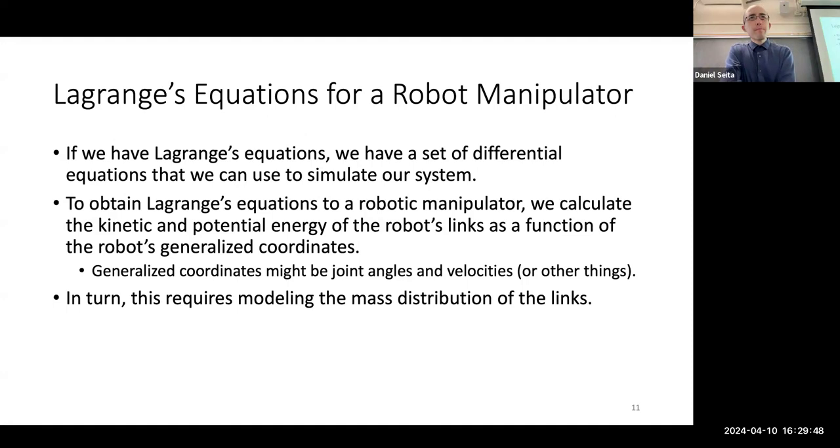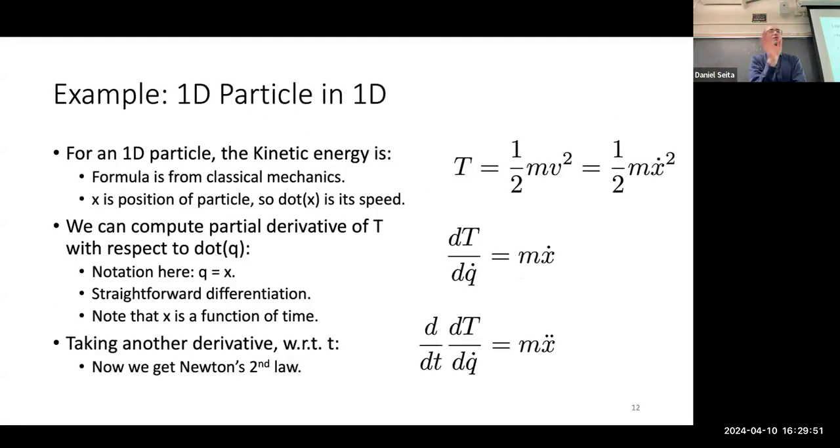All right. So let's do a few examples to try to ground what we were just talking about into something that's a little more concrete. So we have one particle that can only move in one dimension. That's about as simple as a system you can get.